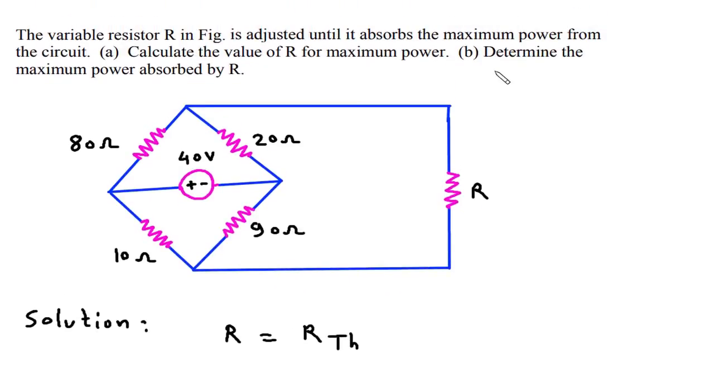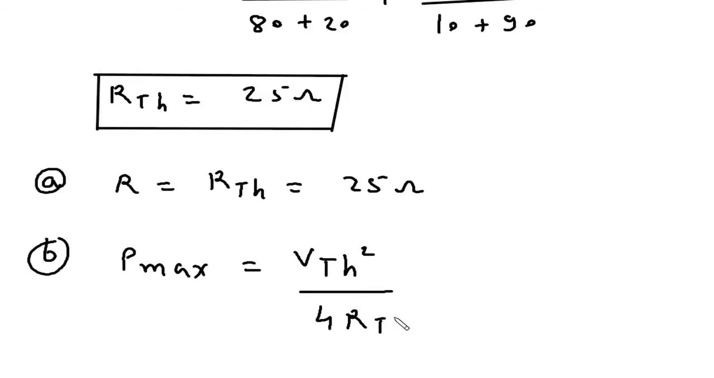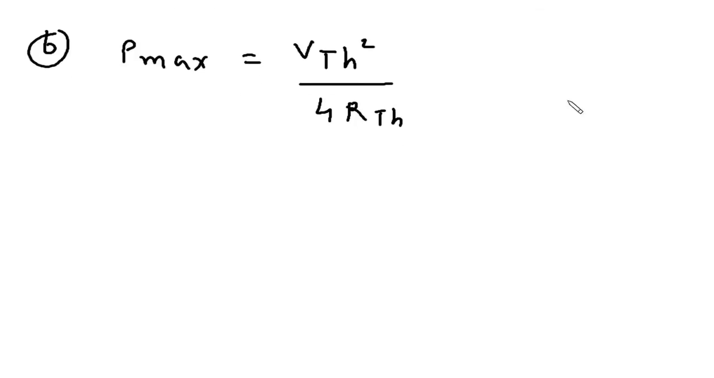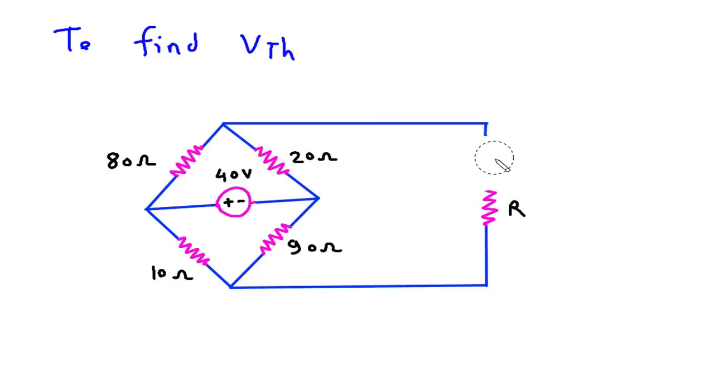For B, determine the maximum power absorbed by R. So this is our B. P max is equal to VTH square by 4 RTH. We have the value of RTH but we don't have the value of VTH. So to find VTH, here this will be VTH across this resistor R. This is VTH, this will be positive, this will be negative.